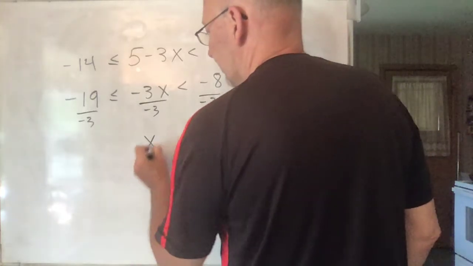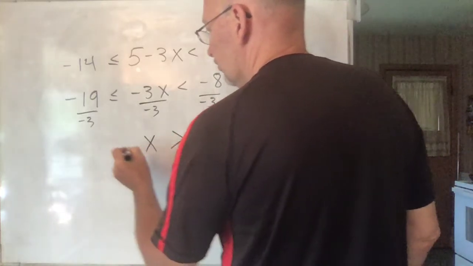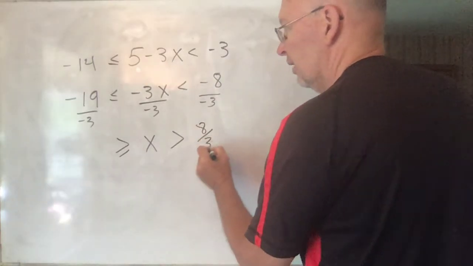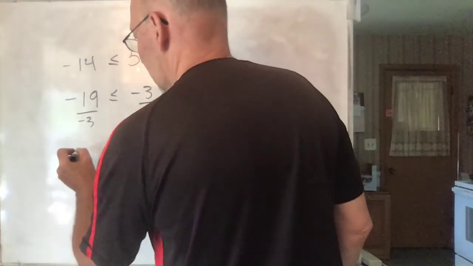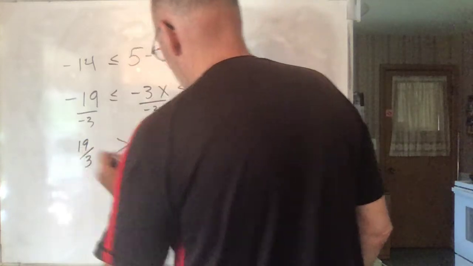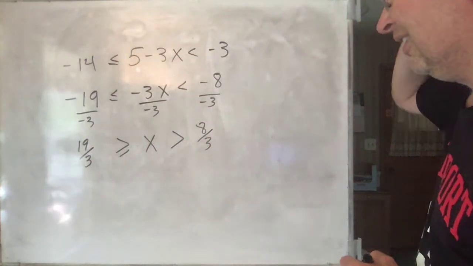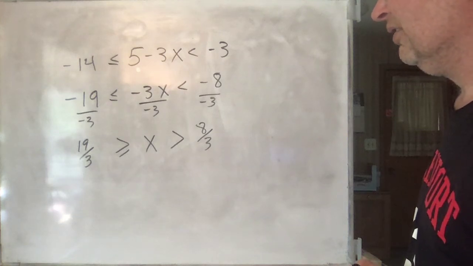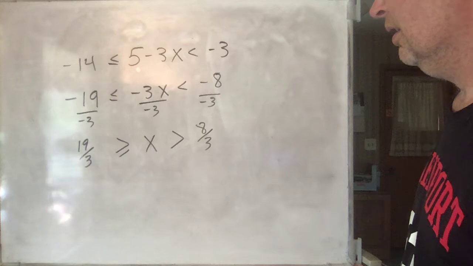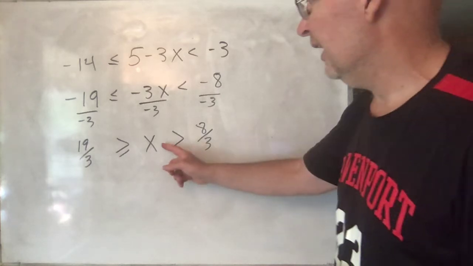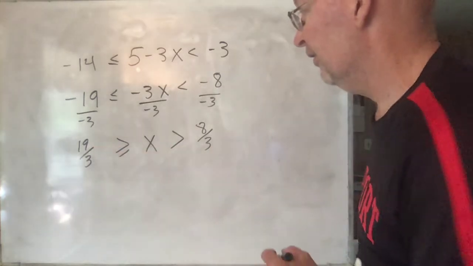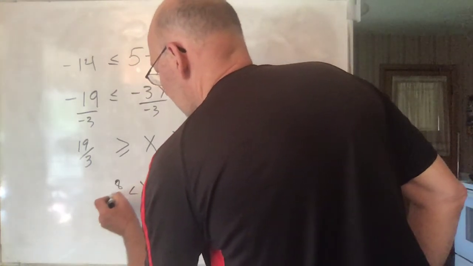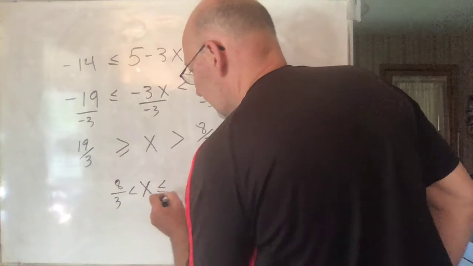So I'm going to get my x here. Remember, we're going to have to change our signs now. And this is going to be 8/3. And this is going to be 19/3. Okay, so x is greater than 8/3 and less than or equal to 19/3. You might prefer writing it like this. I usually like to write them in this order instead.